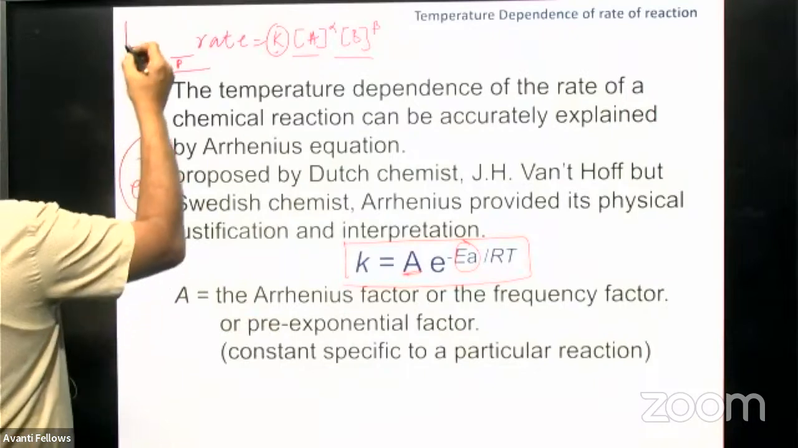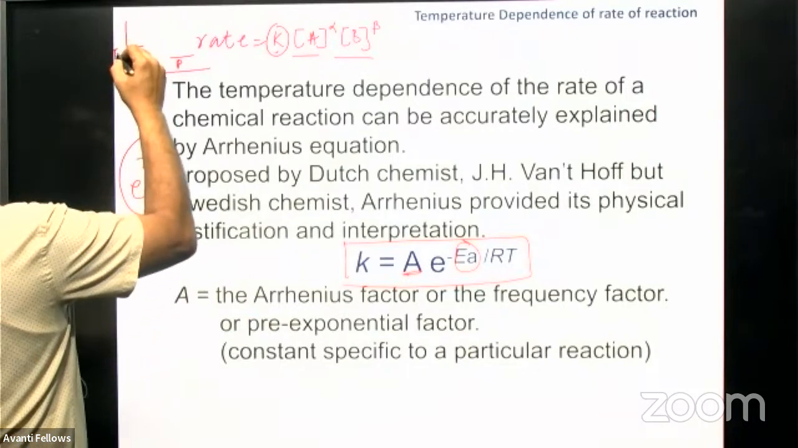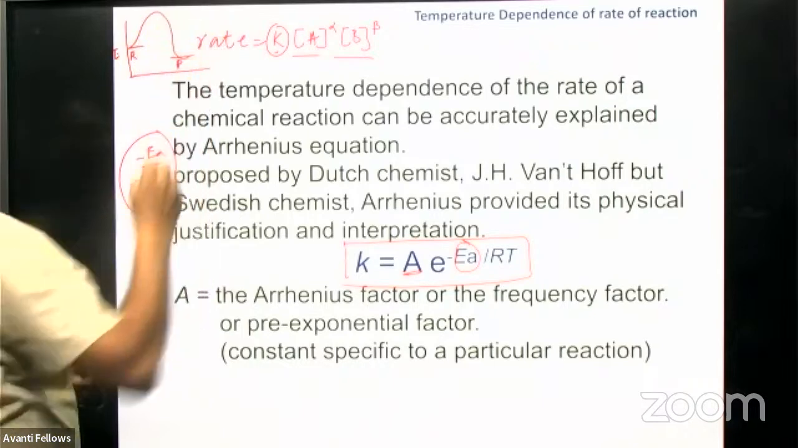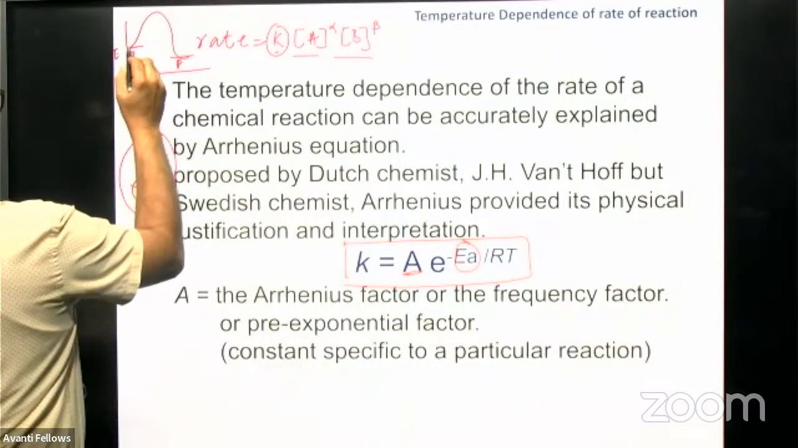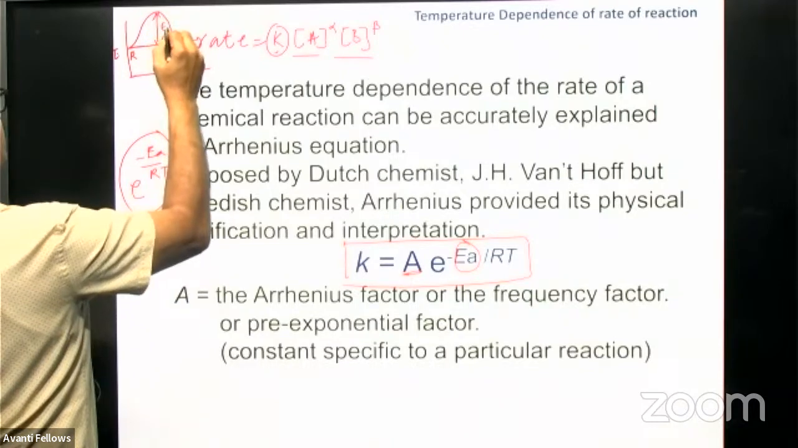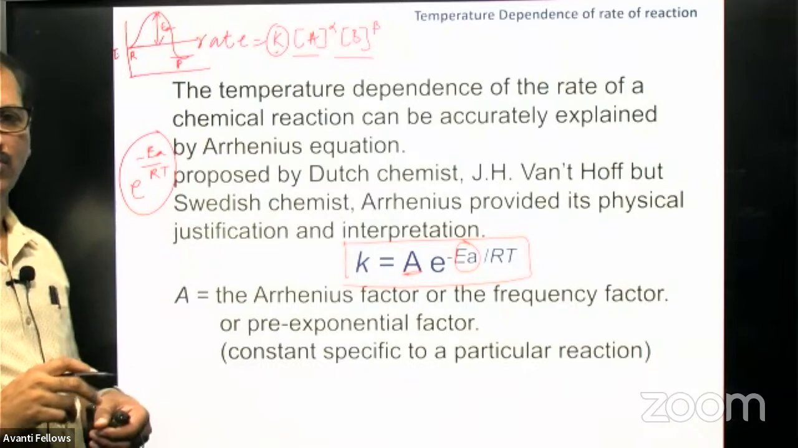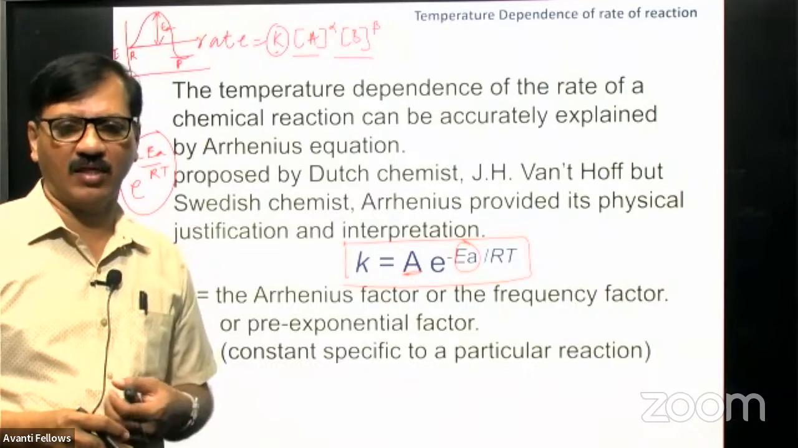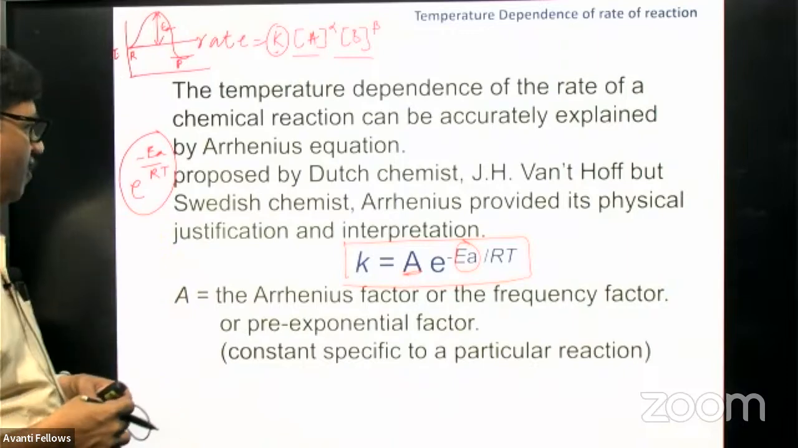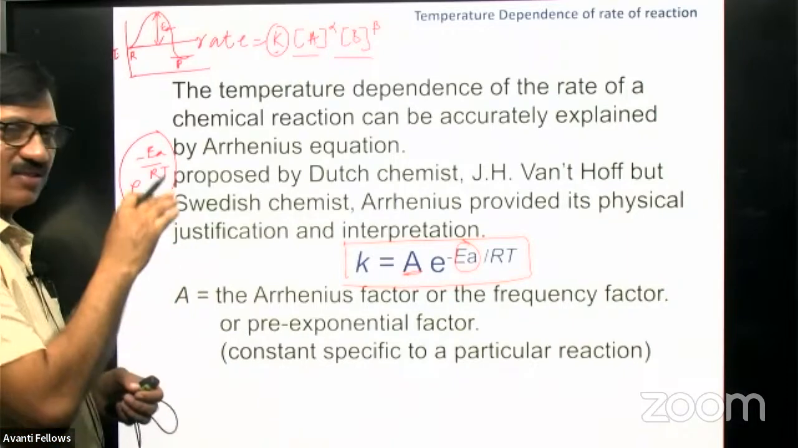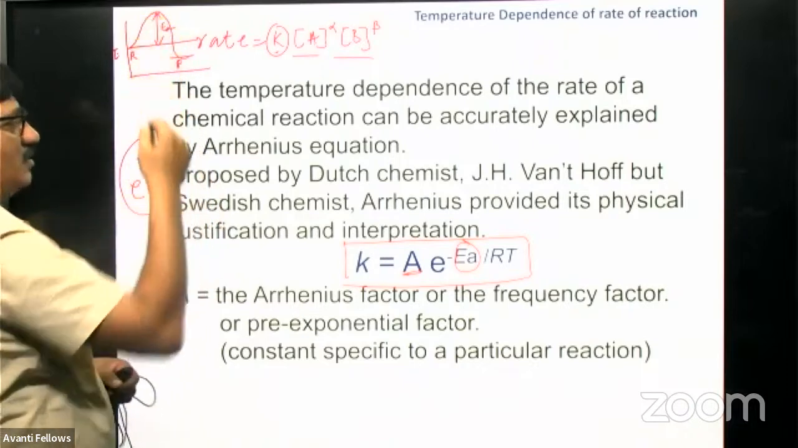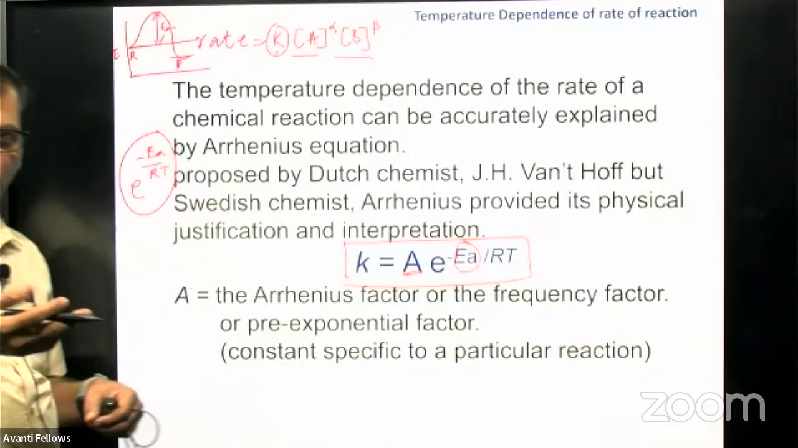But the energy to reach from reactant to product is like this. There is some amount of energy required. This difference is EA. The activation energy, the minimum excess energy required for the reaction to occur, is called activation energy. And to reach the activation energy, you need more and more temperature, right?